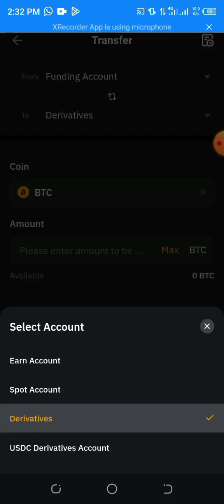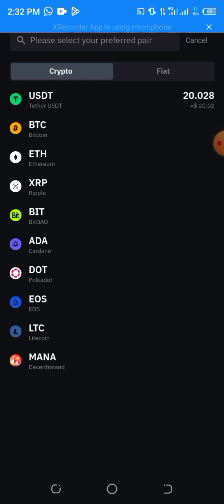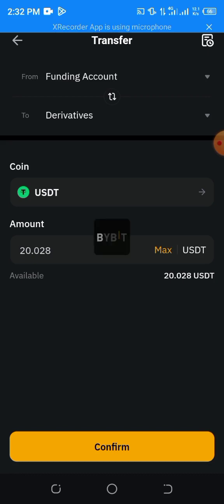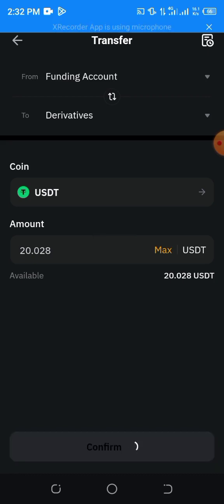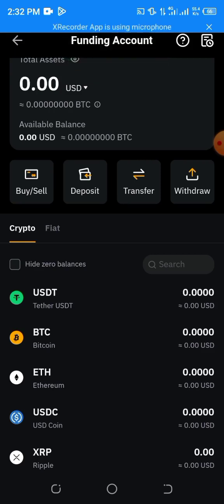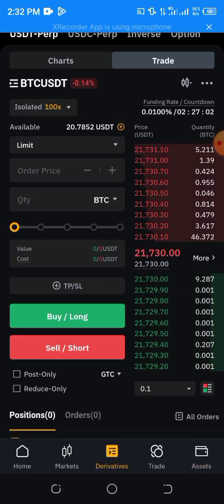If you click the drop down, you see in account, spots, and the rest, but I want it here. So I'll click on BTC and switch to USDT, and you can see the coin there is showing USDT. Then I'll click on maximum and confirm. So the money is going to be transferred to my futures account. I'll come to derivatives, and we have $20 funded here.